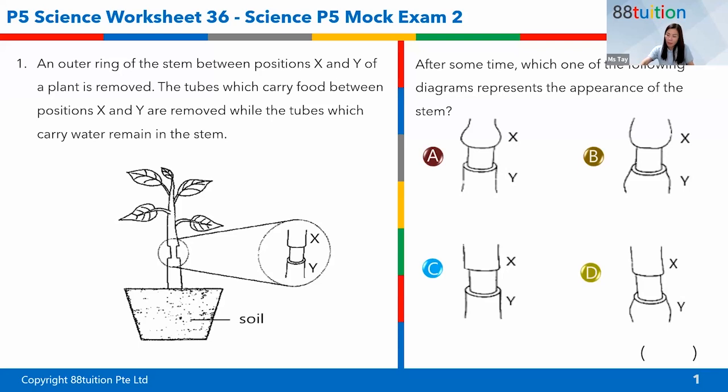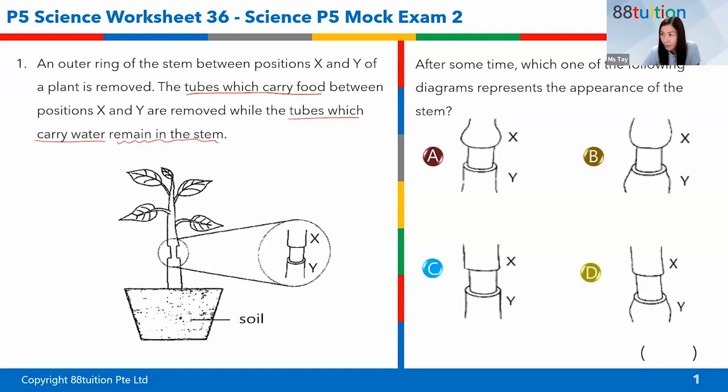Now, let's look at the questions. An outer ring of the stem between positions X and Y of a plant is removed. So the tubes which carry food between positions X and Y are removed. They already told you the tubes which carry food, while the tubes that carry water remain in the stem. So water can still move upwards, right? From the roots to the leaves, to the flowers, and all other parts.